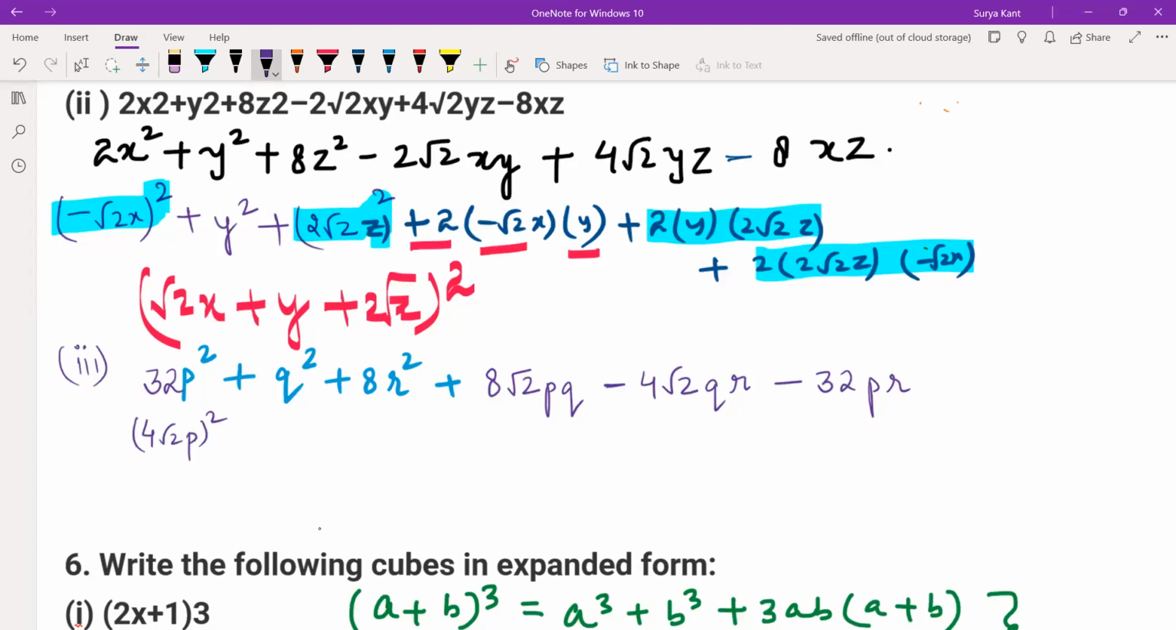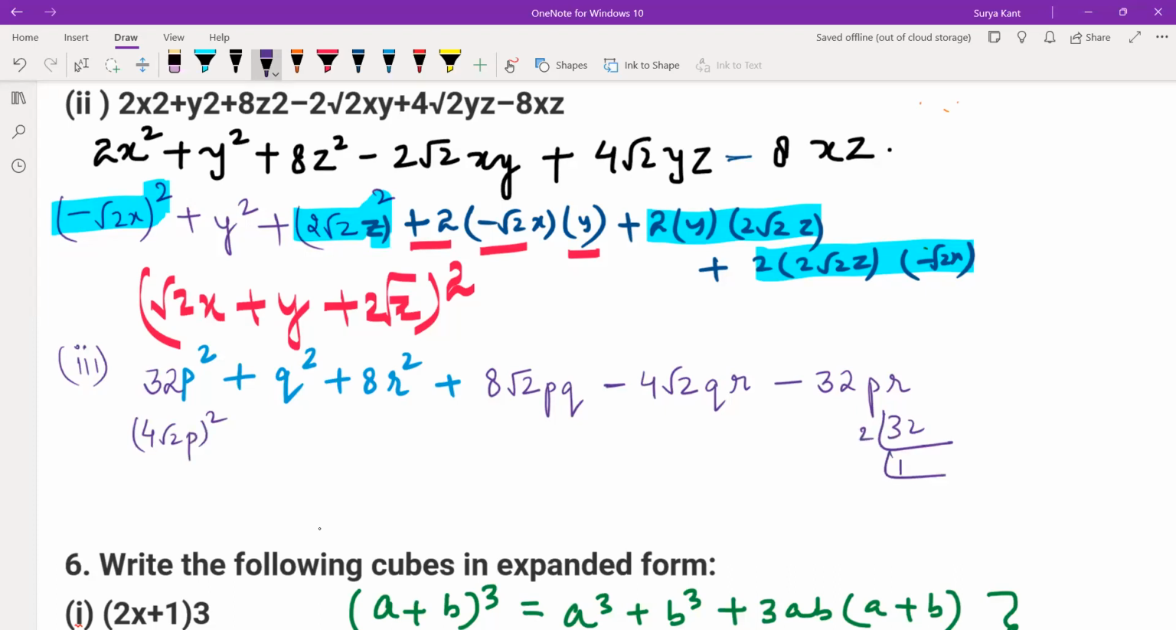Why, sir? You have to convert into a square form because of a square plus b square plus c square, you know the formula, right? So we have to convert into a square form. How to make a square of this? So you can just convert 32 like this.